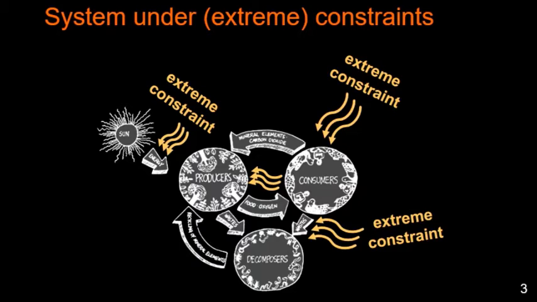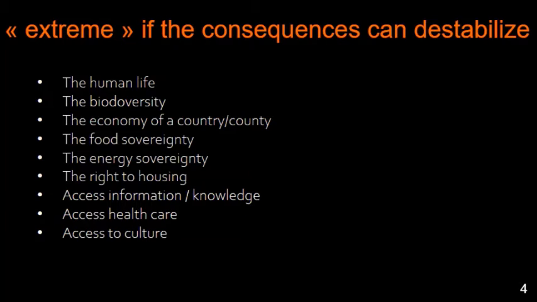In the first module, we talked about the concept of system. Well, a constraint is an event that can act on flows or entities that belong to the system. And the notion of extreme can be considered if the consequences can destabilize human life, the biodiversity, the economy of a country, the food sovereignty, the energy sovereignty, the right of housing, access to information, knowledge, healthcare, culture.